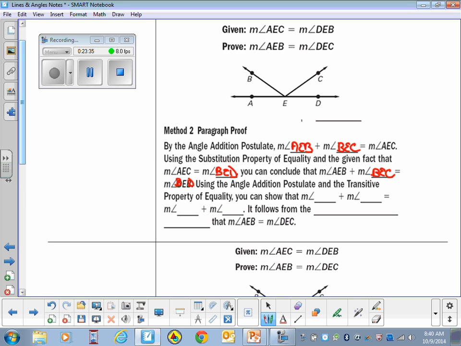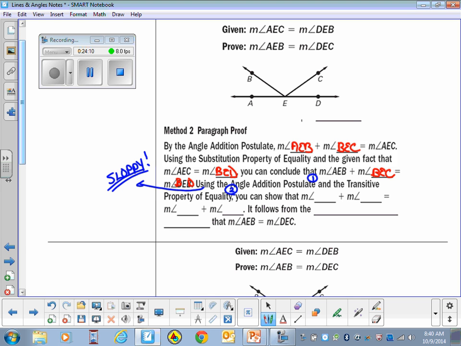Using the angle addition postulate and the transitive property of equality, that is bad. This right here, sloppy, and your textbook does it all the time. Okay, angle addition postulate needs to be one whole sentence. Transitive property needs to be a second sentence. You're using two properties. Putting a property with a given, okay. But putting two different reasons together, bad.